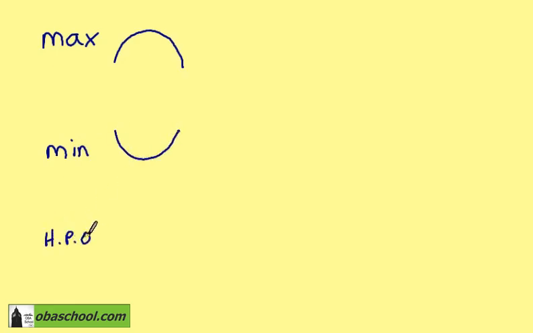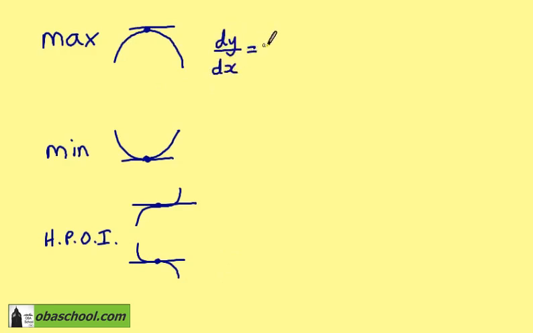So far in this section, we've identified three types of turning point: the local maximum, which is this shape, the local minimum, which is this shape, and the horizontal point of inflection, which is either shaped like this or like this. All of these points are characterized by the gradient of the tangent to the curve at the point being 0. So at all of these types of turning point, dy/dx is equal to 0.